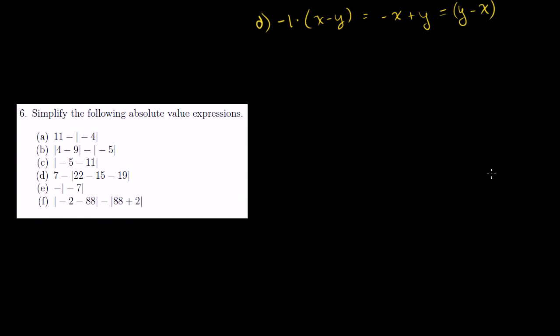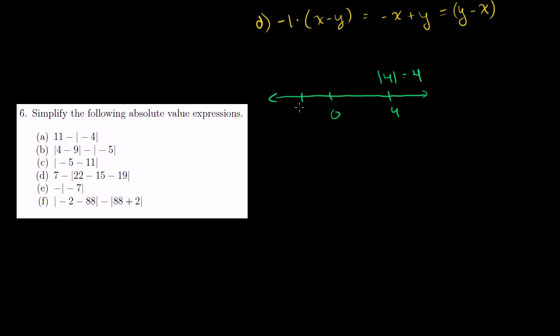Simplify the following absolute value expression. Absolute value is essentially telling you the distance from 0. So for example, if that's 0, if I have the number 4, how far is 4 from 0? The absolute value of 4, well, it's 4 from 0. So you just say it's 4. So the absolute value of positive numbers is just the number.